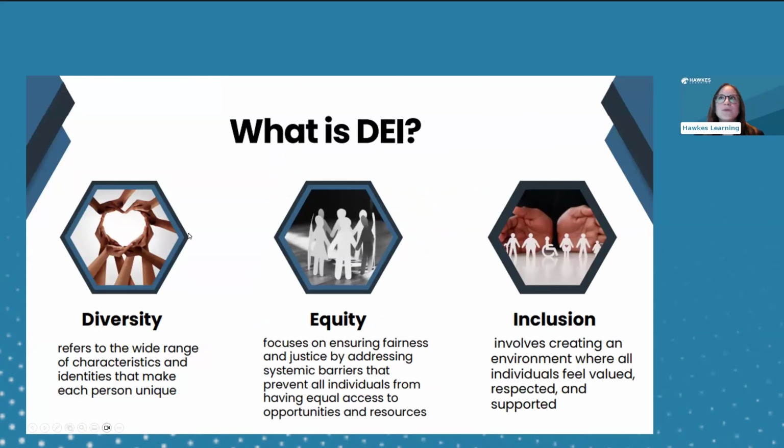Okay, so what is DEI? DEI stands for diversity, equity, and inclusion. Diversity refers to the wide range of characteristics and identities that make each person unique. Equity focuses on ensuring fairness and justice by addressing systemic barriers that prevent all individuals from having access to opportunities and resources. And you might have heard about that analogy with the boxes and the fence.